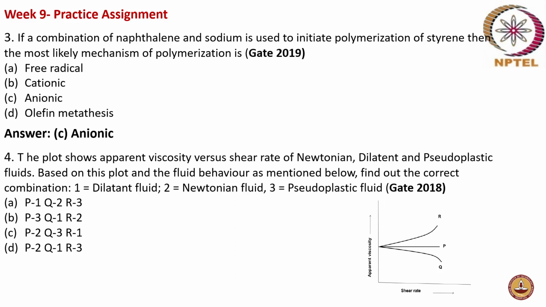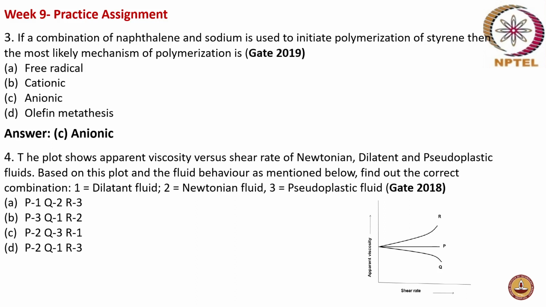So this is a GATE 2018 question. Option C, ma'am. So you're saying P represents Newtonian fluid, Q represents pseudoplastic, and R represents dilatant. Okay, how do you say so?